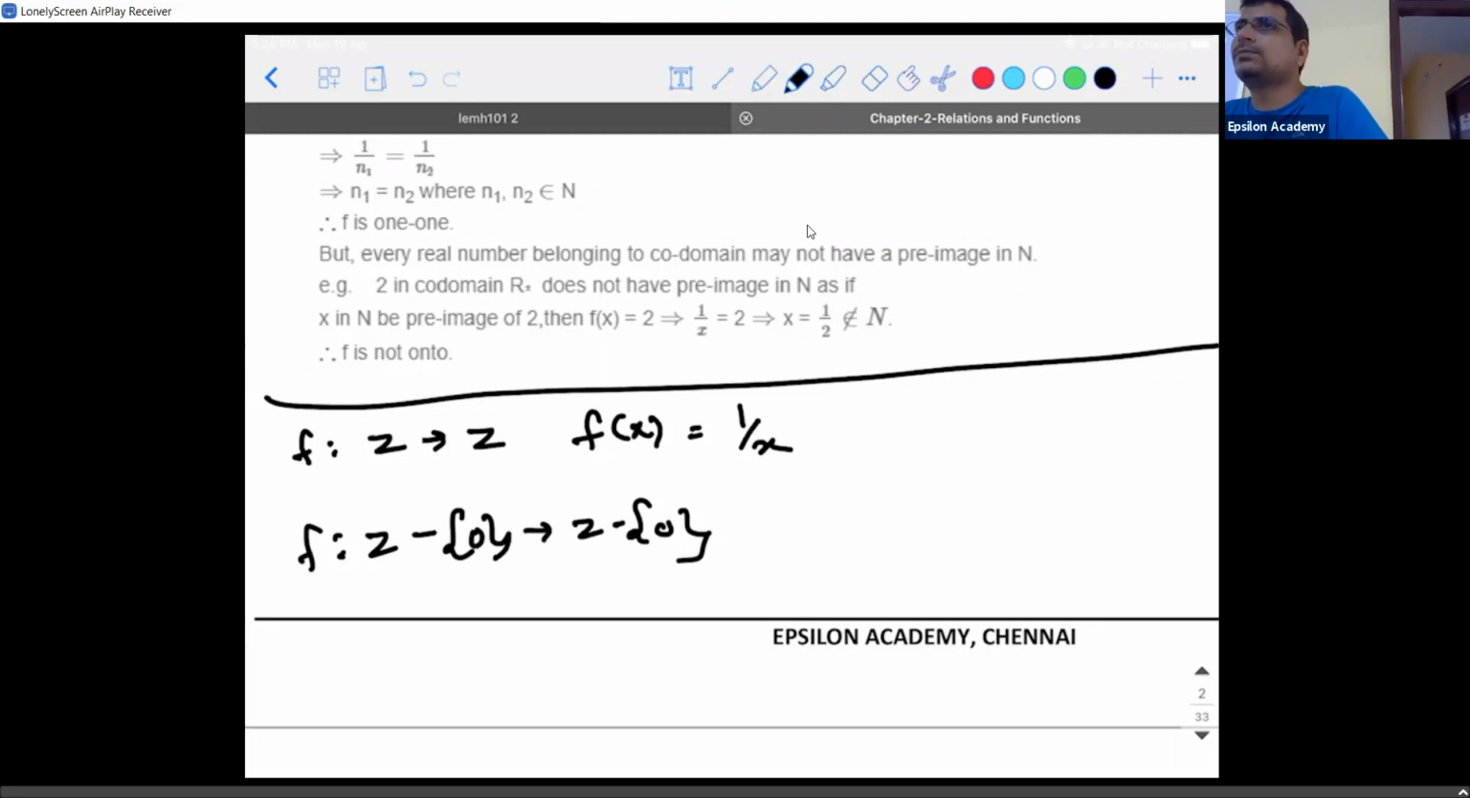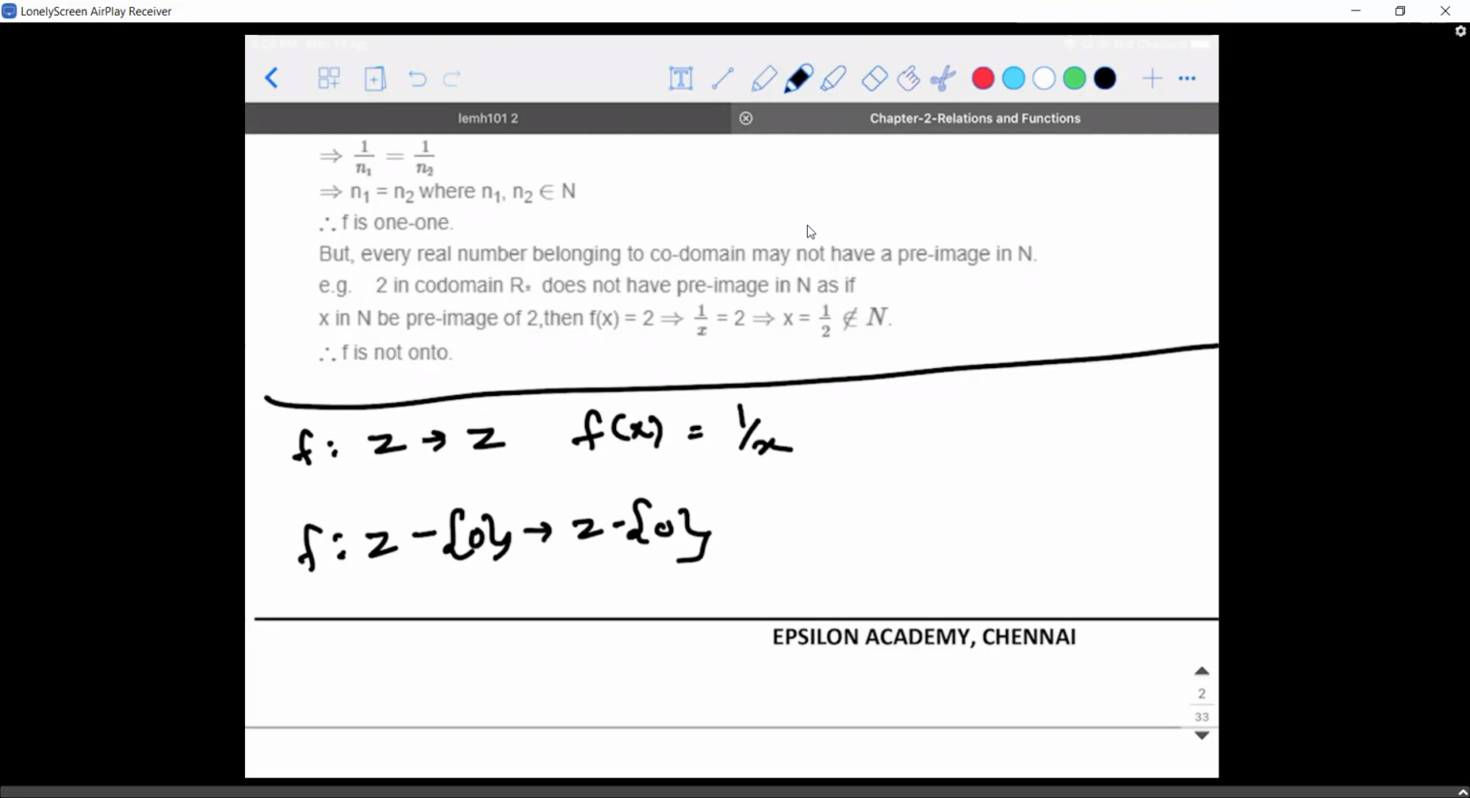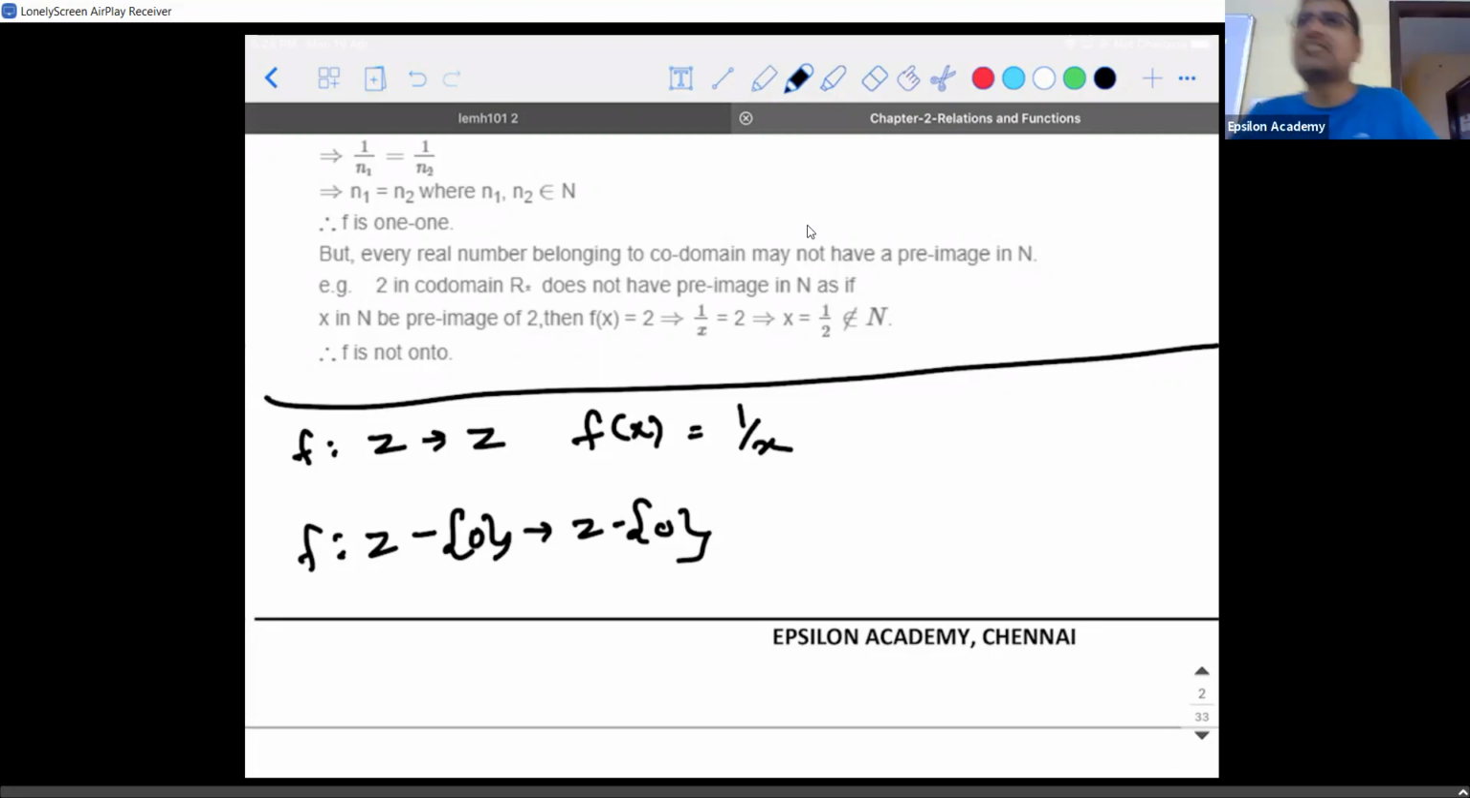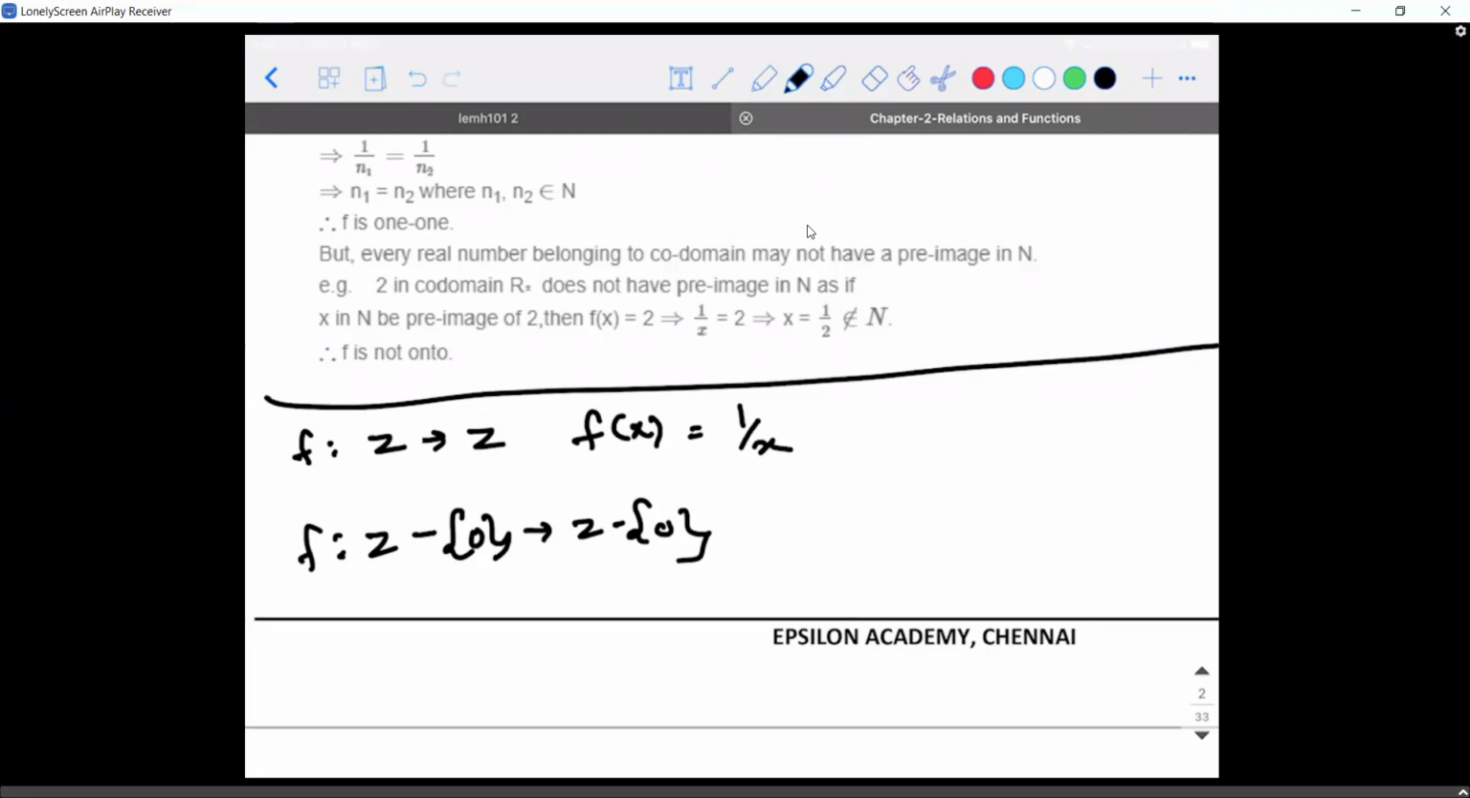One-to-one would... it won't be coming, sir. Because if I substitute 1 by 2, in the place of x I substitute 2. 2 is an integer. But what is the output? 0.5, which is not an integer.